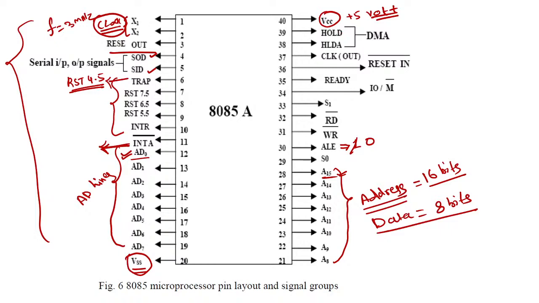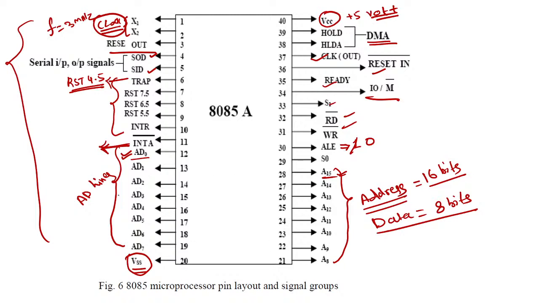HOLD and HLDA we have already studied in the previous class in computer architecture. They are the DMA related lines. If DMA wants to use the data bus, DMA will send the HOLD signal to the CPU, and if the CPU wants to assign the data bus to DMA, then the CPU will acknowledge the HOLD signal with HLDA. So we have clock out, reset in, ready, IO/memory, S1, and read and write signals. All these are the control signals.